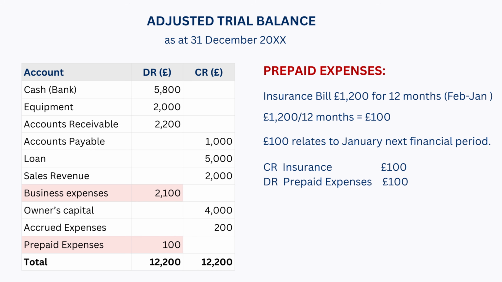Instead, it becomes a prepaid expense, which is an asset. So we make an adjusting entry: debit prepaid insurance £100 and credit insurance expense. This adjustment reduces this year's expense and carries £100 forward into the next accounting period. This helps ensure expenses are recorded in the correct accounting period.